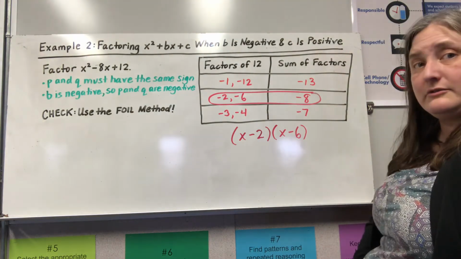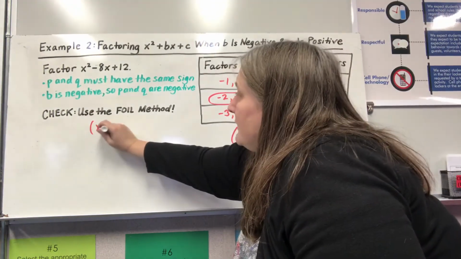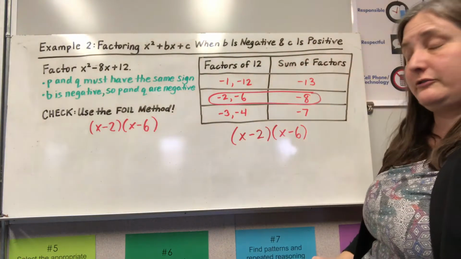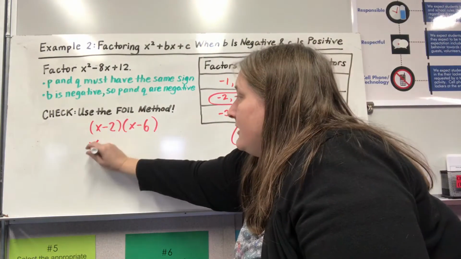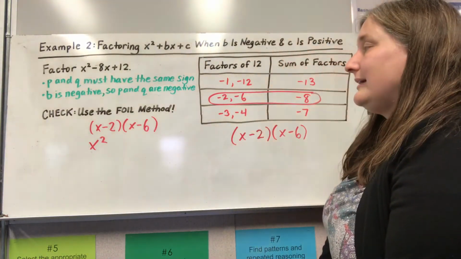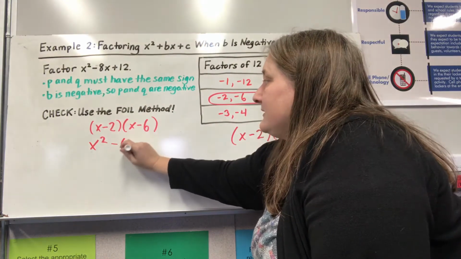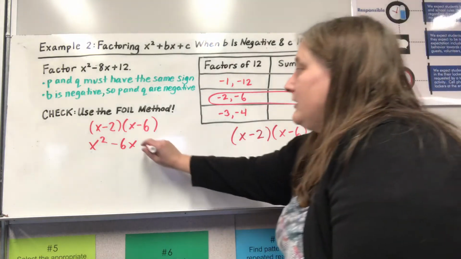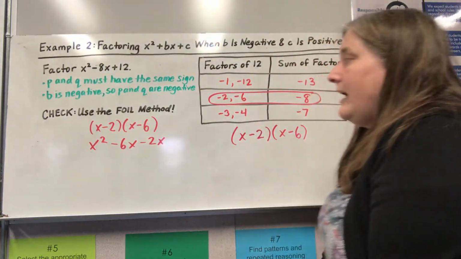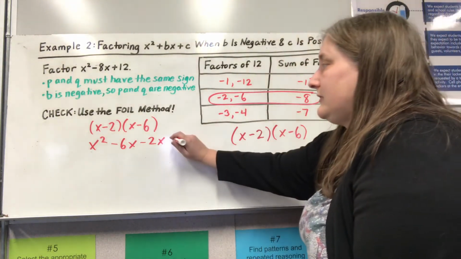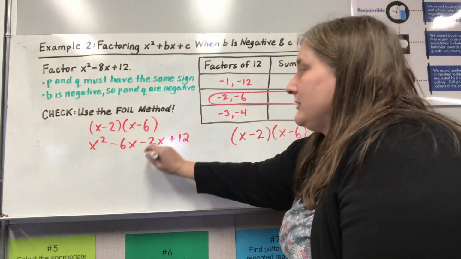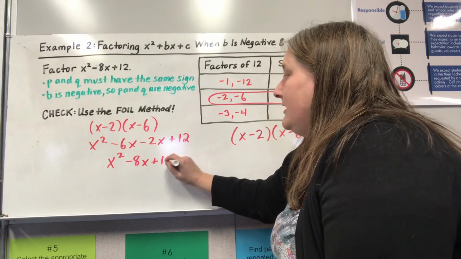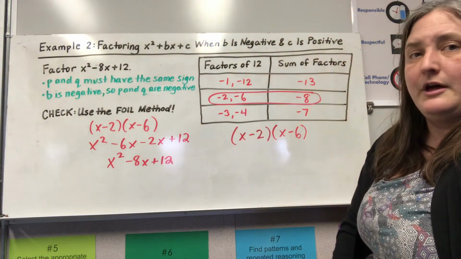But we're always going to check it using the FOIL method. So I got x minus 2, x minus 6. So first I multiply my first values. x times x is x squared. Then the outer ones, x times negative 6 will give me minus 6x. Then the inner ones, negative 2 times x will give me minus 2x. And finally the last, negative 2 times negative 6 will give me 12. So I'll combine my two middle ones and I'll have x squared minus 8x plus 12, which is the original polynomial I started with, so we're good.